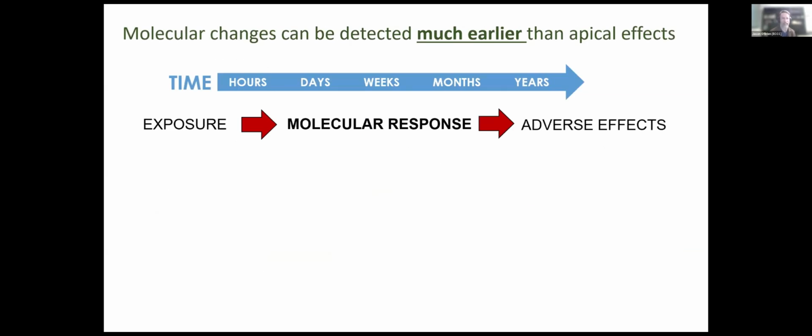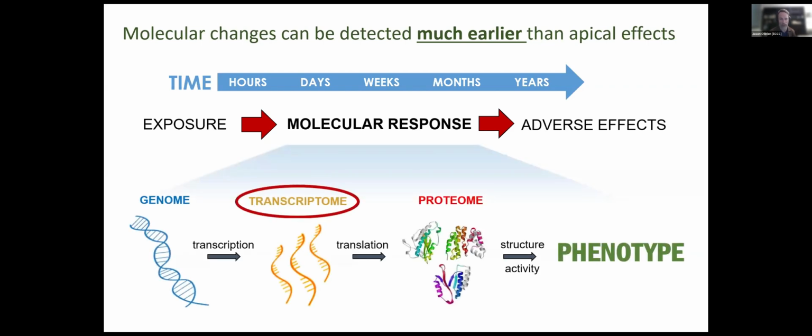Now, one of the reasons that genomics technologies and omics technologies in general are so attractive to use for toxicity testing is because molecular changes can be detected at much earlier time points compared to traditional apical effects. Changes in gene expression in the transcriptome, for example, can be detected within hours or days after an exposure, in contrast to traditional endpoints like mortality or cancer, which can take months to years to manifest. And so the methods can be much more quick compared to traditional methods.